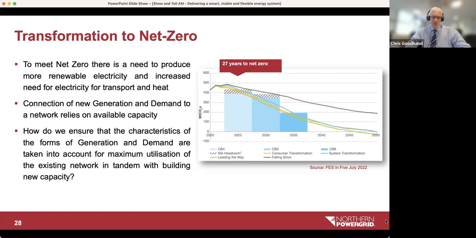So if we've got a system where there's not a lot of available capacity, is there a way perhaps of looking at the types of generation and demand that we have attached to our system in order to try and squeeze a bit more capacity out and make better use of what we've already got in the existing network, whilst we get on with building the additional capacity?